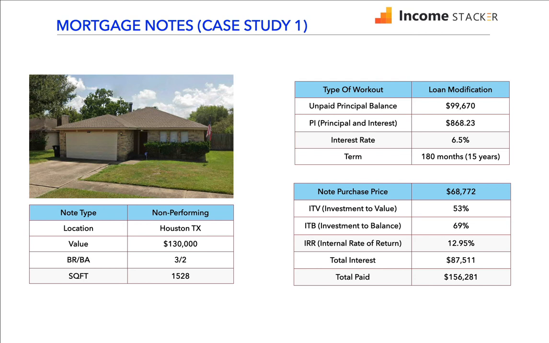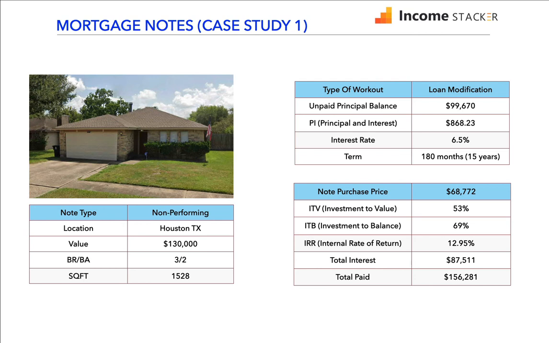So the investment to balance, meaning if we take our investment, which is again $68,772, and divide it by our unpaid principal balance of $99,670, we're at roughly 69%, which is good as well. If you do all the math on it, the internal rate of return was roughly just shy of 13%, which is very good. And remember, you're making this day in and day out.